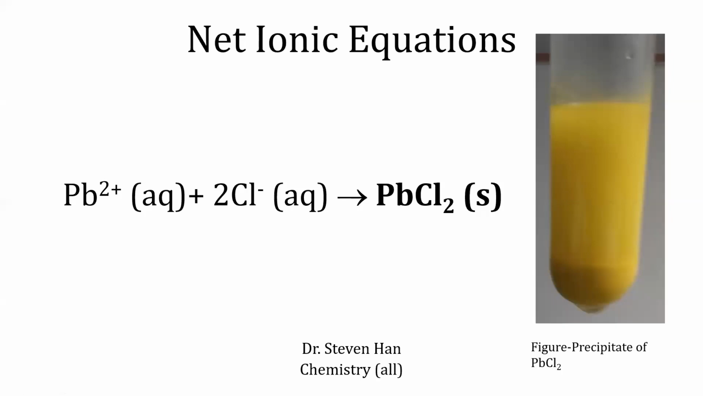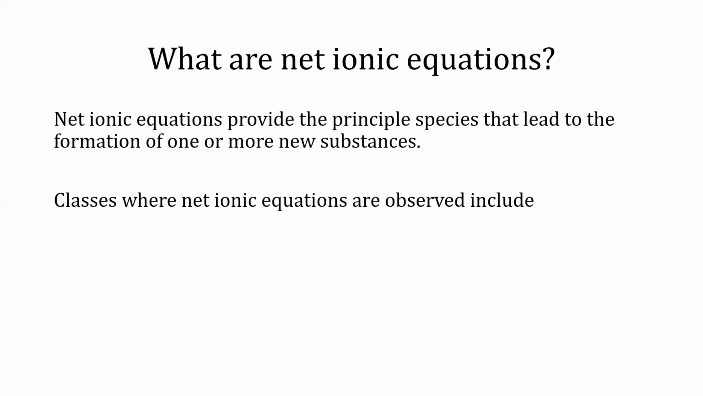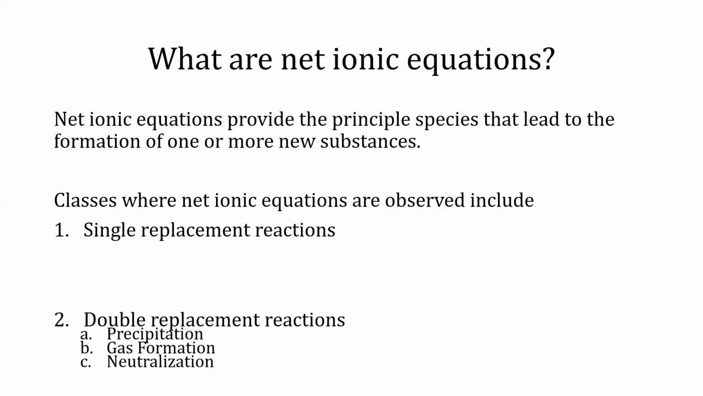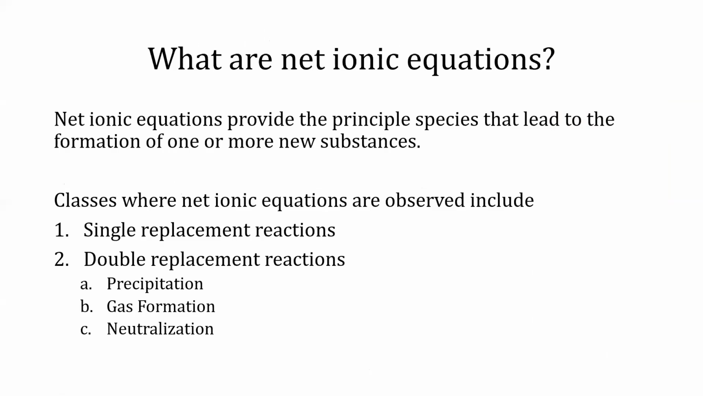This lecture is on net ionic equations. Net ionic equations provide the principal species that lead to the formation of one or more new substances. Classes where net ionic equations are observed include 1. Single replacement reactions, 2. Double replacement reactions in the areas of A. Precipitation, B. Gas formation, and C. Neutralization.